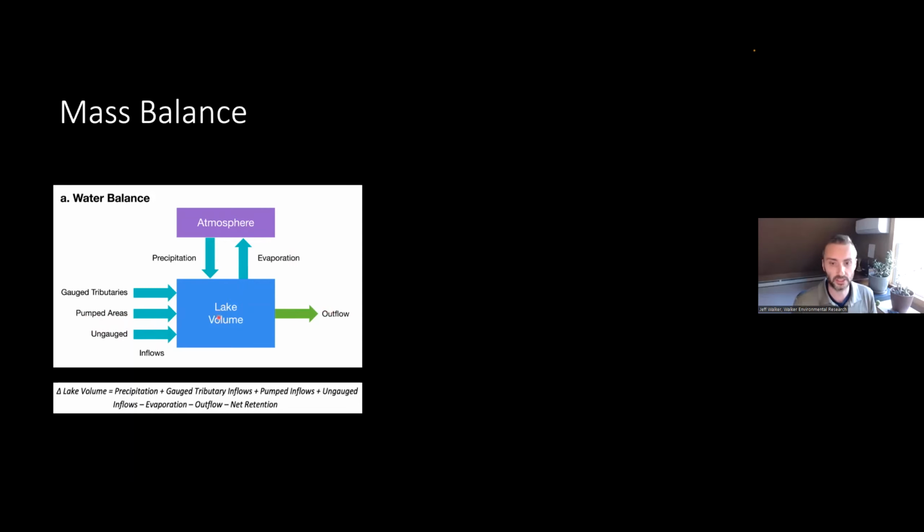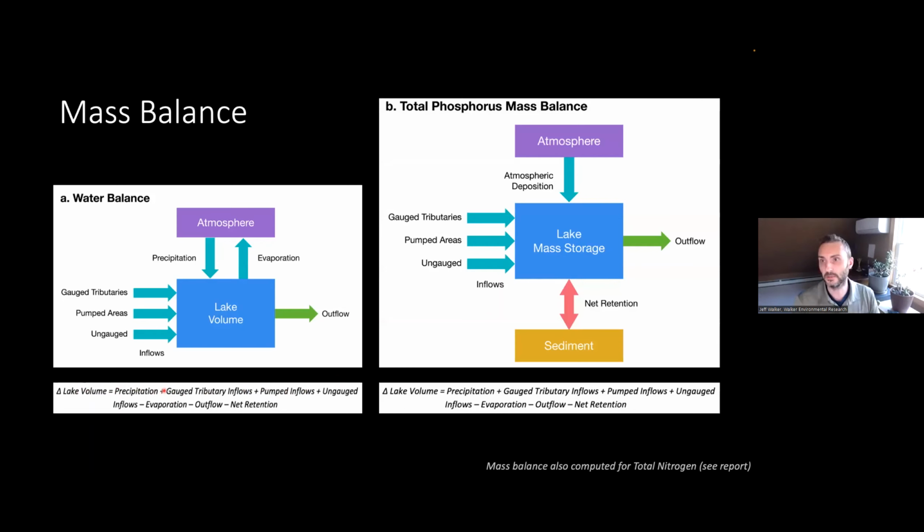And then we've got the lake volume itself, which we measure based on the recorded lake elevation and then the bathymetric curves. So altogether, we've got this one mass balance equation: the change of volume is the sum of the inflows minus the sum of the outflows. Now we've got a similar thing for phosphorus, although the terms are a little bit different. We've got phosphorus loading from the different inflows, again, gauged tributaries, pumped areas, and ungauged.